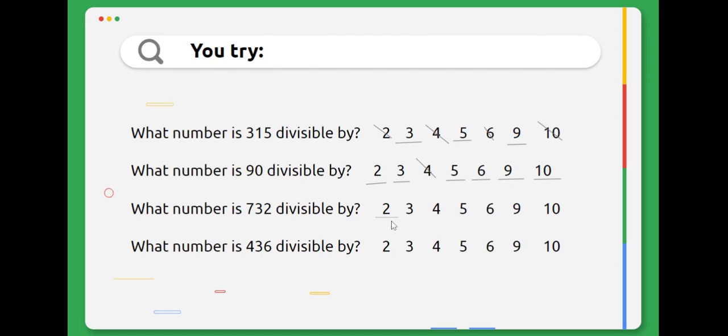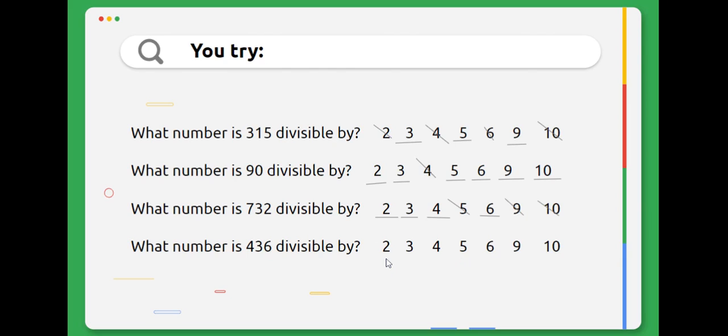Ends in a 2. If I go 7 plus 3 plus 2, I get 12, so 3 should work. 32 divided by 4 is 8. Doesn't end in a 0 or 5, so that doesn't work. 2 and 3 worked, so 6 works. Okay, so if I get 10, 11, 12 divided by 9, that won't work. And it doesn't end in a 0, so 10 doesn't work.